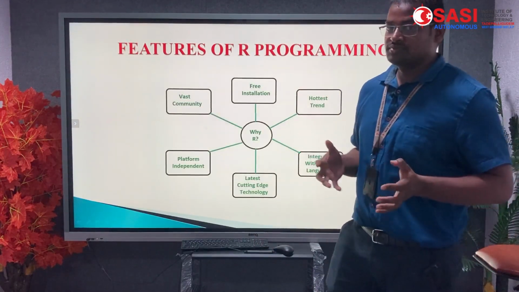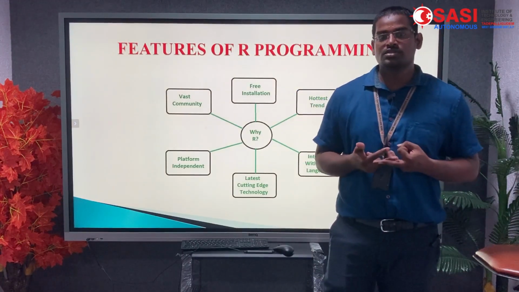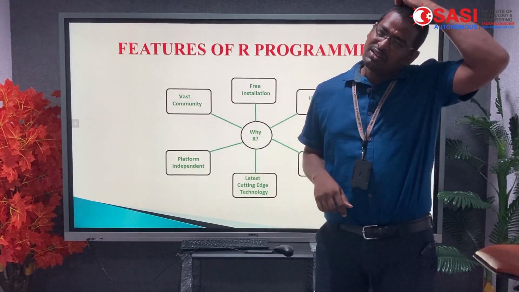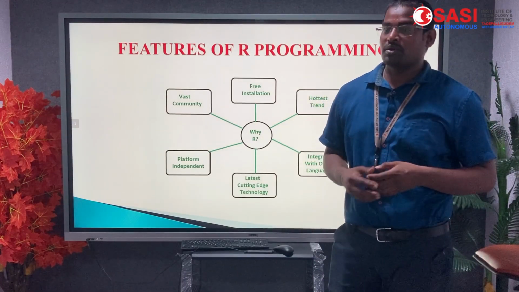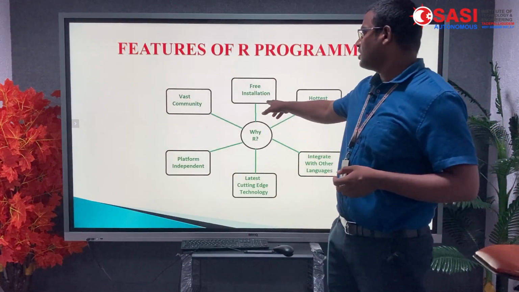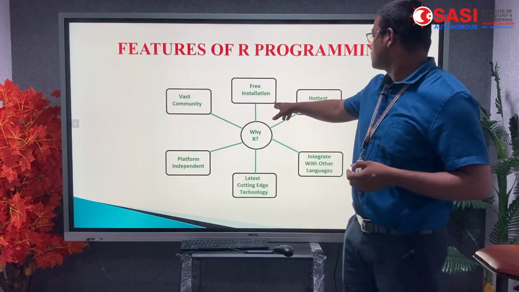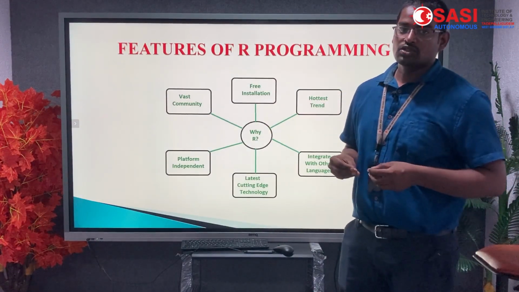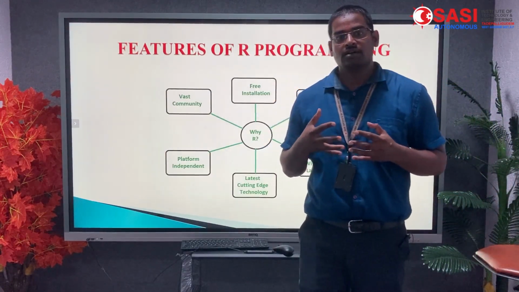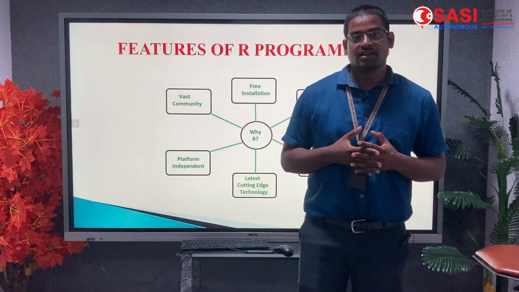So up to now we have seen what R is, how R works, and who uses R. Now we are going to see the features of R programming. There are a number of features. One is free installation, as we already discussed. R is open source software, and we can freely download it. And hottest trend: what does that mean? The hottest trending techniques in the market at present are machine learning and deep learning. These are the hottest trending topics.